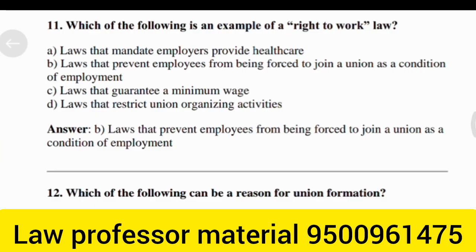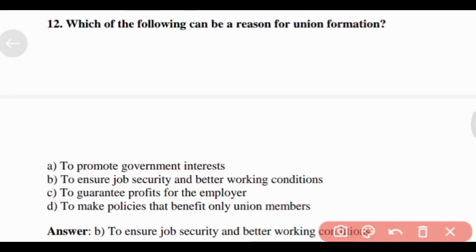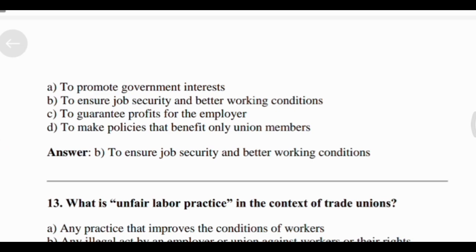Which of the following is an example of a right to work law? Option B. Laws that prevent employees from being forced to join a union as a condition of employment. Which of the following can be a reason for union formation? Option B. To ensure job security and better working conditions.